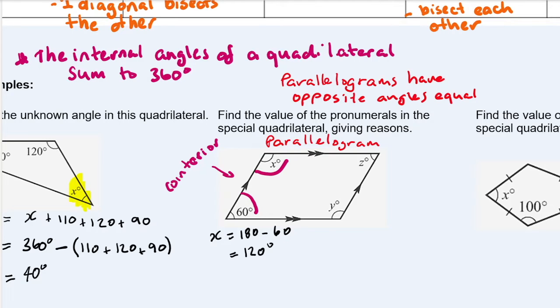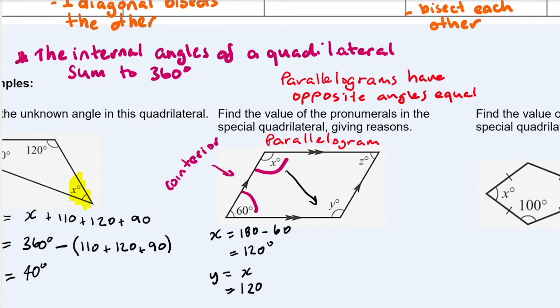Knowing that our opposite angles are equal, what's Y going to equal? Well, Y is going to equal X, which is also 120 degrees.